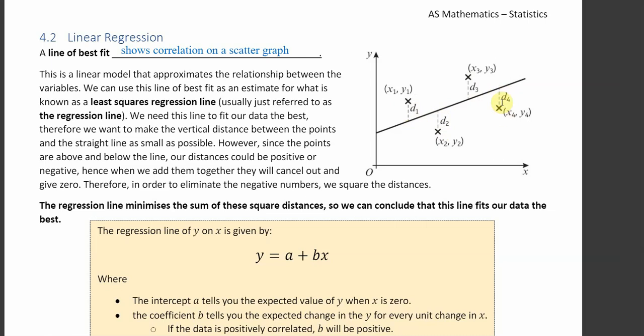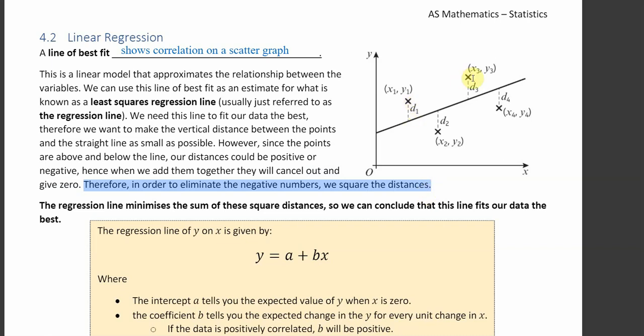So these above the line, we'd say they are positive distances, and those below the line, we'd say they are negative distances. And it just so happens when we add all these distances together, you will always get 0, which is no use to us. Doesn't matter where you draw your line, these distances will always cancel out and give us 0. So a way to avoid that problem is to square the distances, and that is to eliminate the negative values.